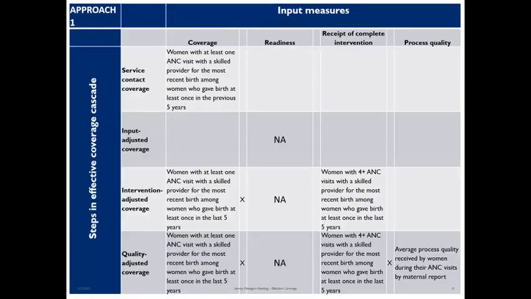So what does this look like in terms of data? Here we'll just walk through an example. This table shows the input measures and calculations for the steps in the effective coverage cascade for approach 1, which uses only DHS data, and for antenatal care. The input measures are shown across the top, and the steps in the cascade are along the left side. The first step in the cascade is service contact coverage, which in antenatal care is measured as women with at least 1 antenatal care visit with a skilled provider.